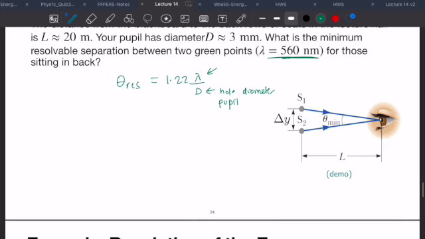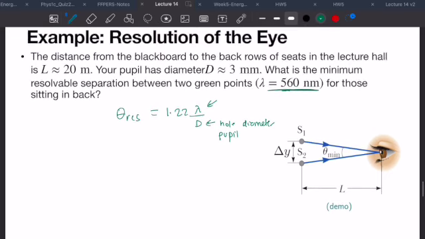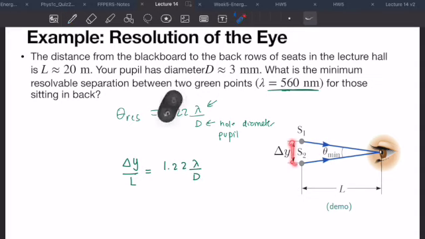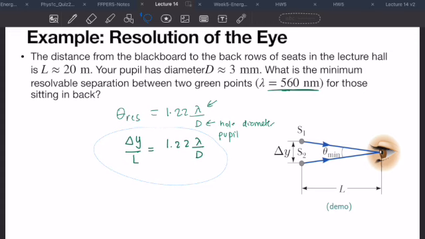Plugging that in for theta resolution, basically the smallest delta y we can resolve divided by L is equal to 1.22 lambda over d. We're trying to figure out what this delta y needs to be, so let's isolate delta y. We get delta y is equal to 1.22 lambda times L over d. Let's plug in everything.